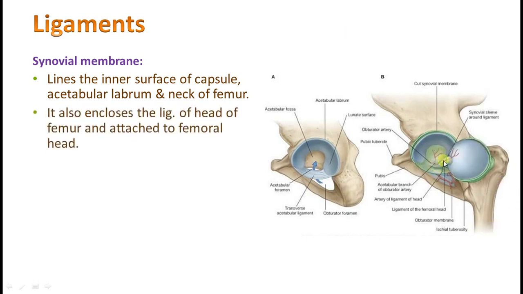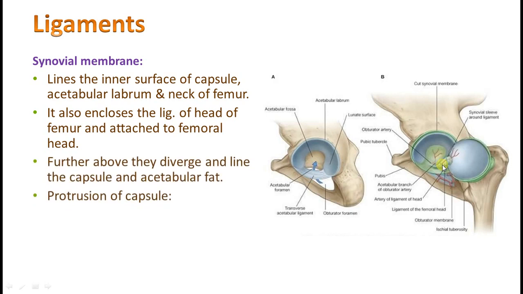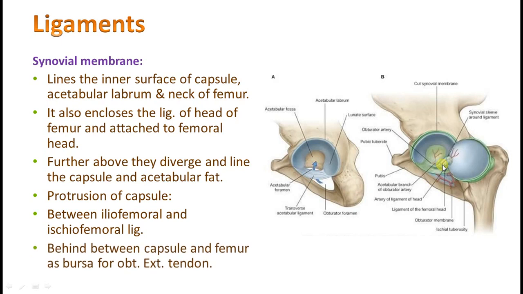So that is the lining of the synovial membrane along the round ligament of femur, ligamentum teres femoris. Protrusion of the capsule again takes place between iliofemoral and ischiofemoral. That is, again, no ligament is reinforcing the capsule there. And also between the capsule and femur there is an extension of bursa for the obturator externus tendon, which I have already told you.